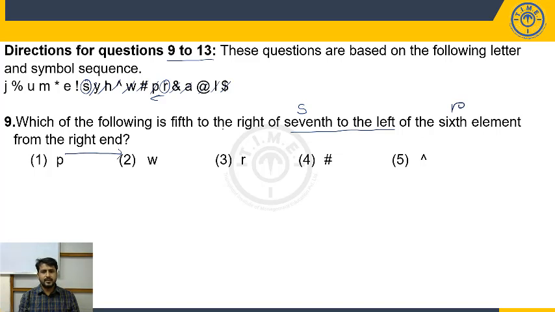Now, with respect to S, I should find fifth right side. Fifth right, right side of S. 1, 2, 3, 4, 5. It is hashtag, choice 4.